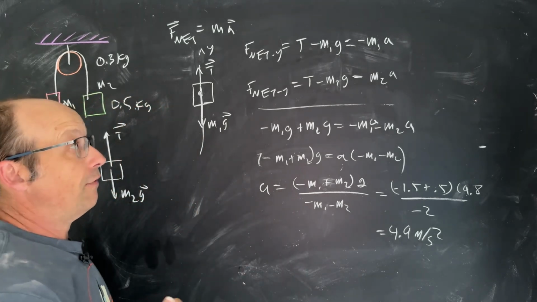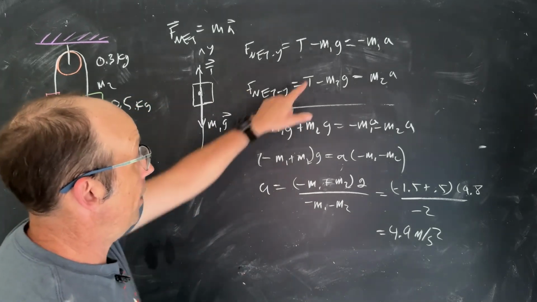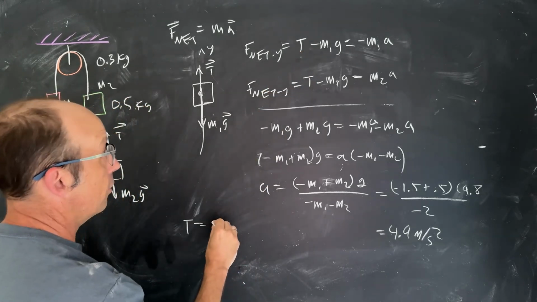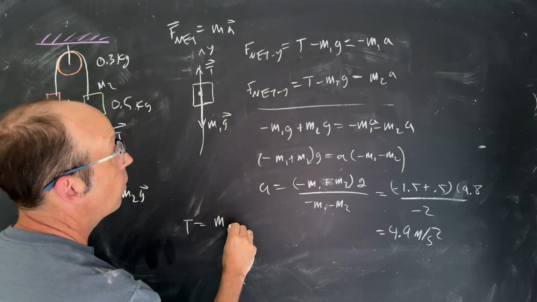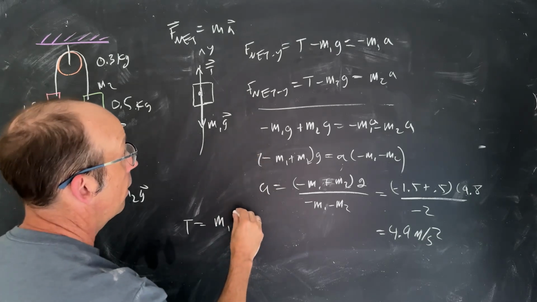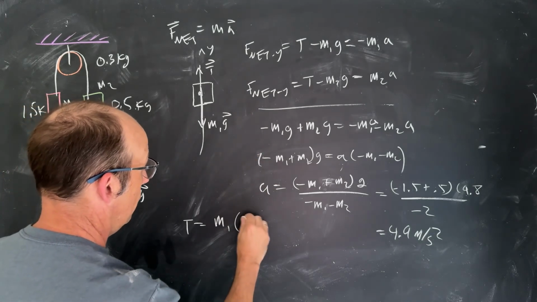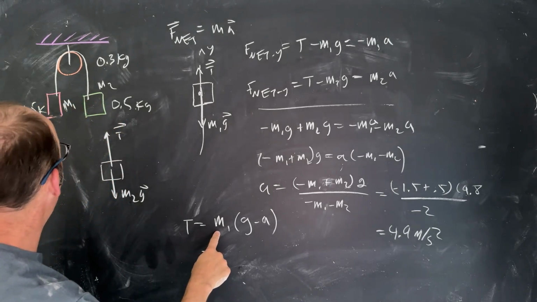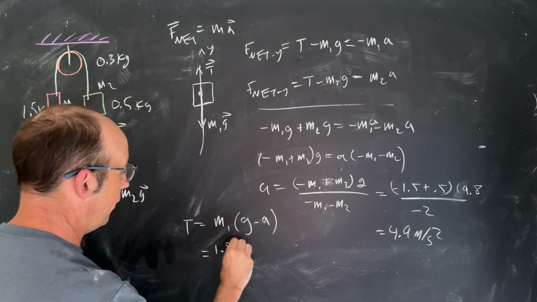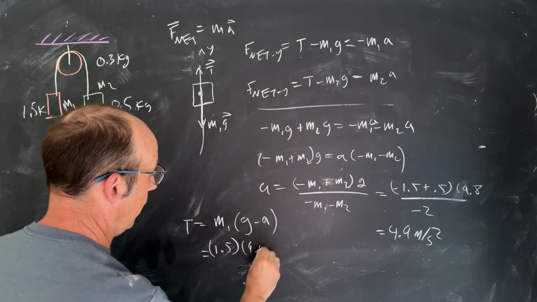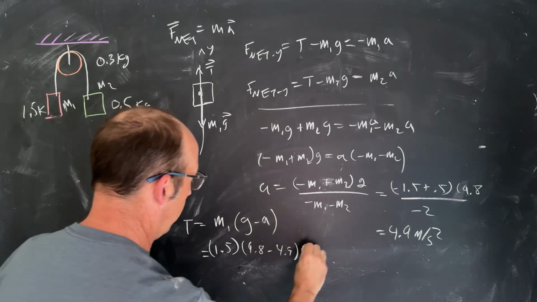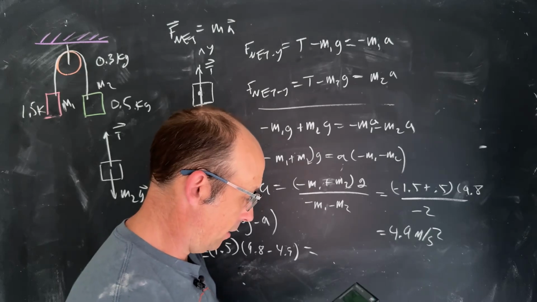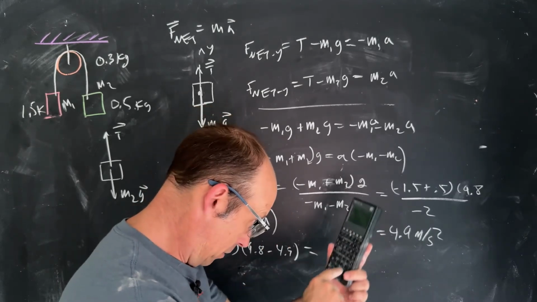But we need to use that to find the tension. I wanted the tension. So up here I can solve for the tension. T is, I'll use this equation, m1, I can factor that out, times (g minus a). So this is going to be equal to m1, which is 1.5 kilograms, times (9.8 minus 4.9). I'll put that in my calculator because I don't want to make a mistake. It's easy to make a mistake.